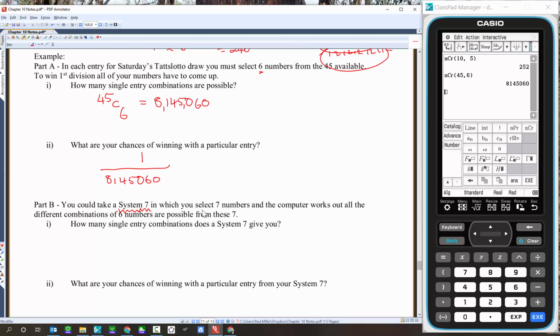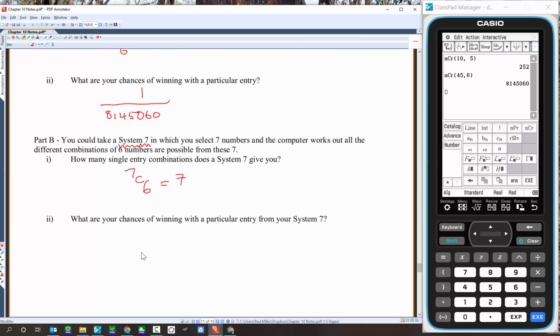You should take a System 7, which allows you to select 7 numbers, and the computer works out all the different combinations of 6 numbers that are possible from these 7. How many single entry combinations does a System 7 give you? So from 7 numbers, we choose 6. Right, 7 choose 6 is just 7. Okay, so how many different ways are there of choosing 6 numbers from 7 numbers? There's 7 ways to do it.